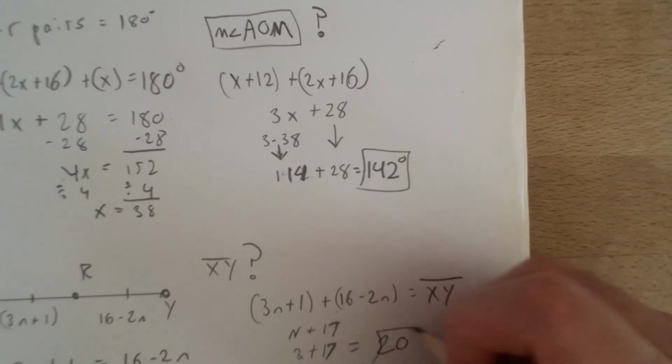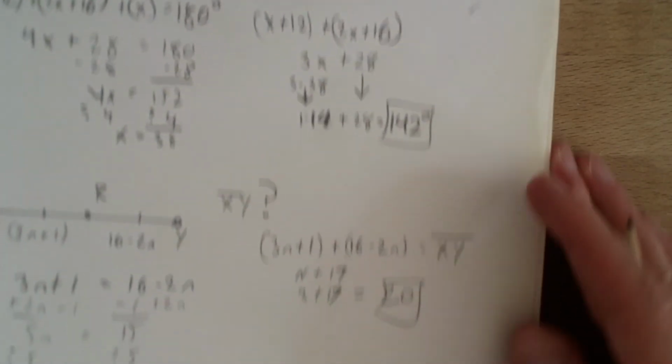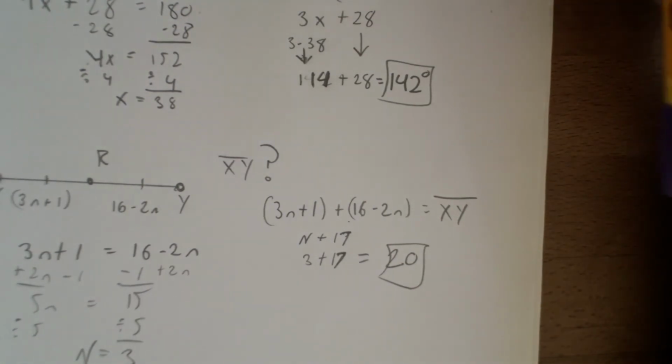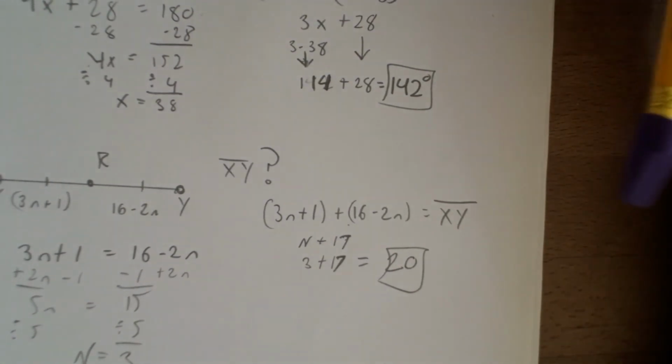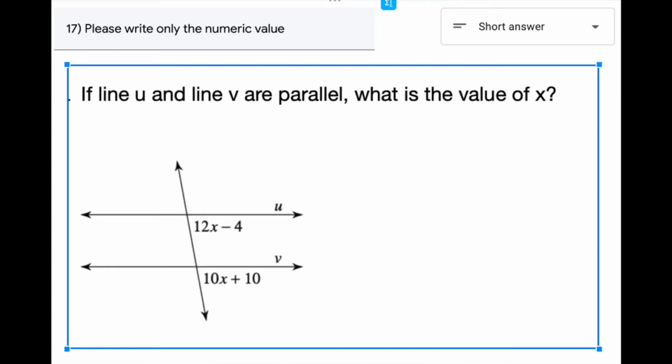So we're going to get 20 for our answer. So not too bad, not too bad. Just making sure that we're looking at that language that's in the question. Question number 17, we're told that if line U and line V are parallel, what is our value of x?